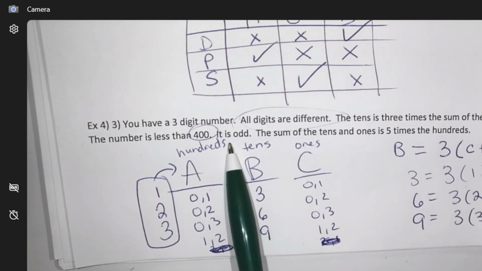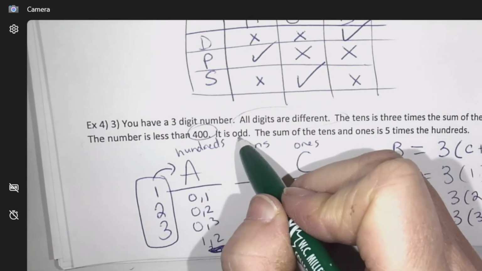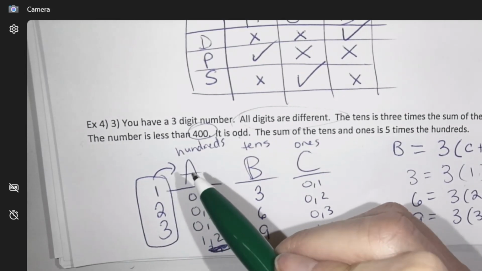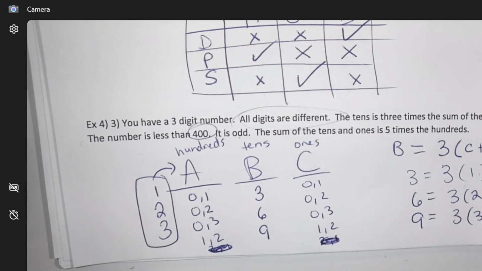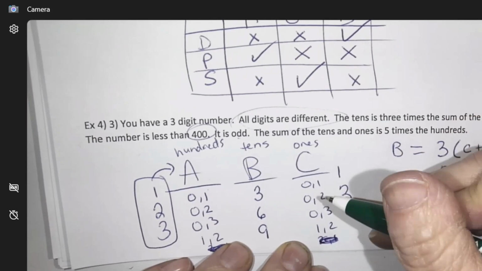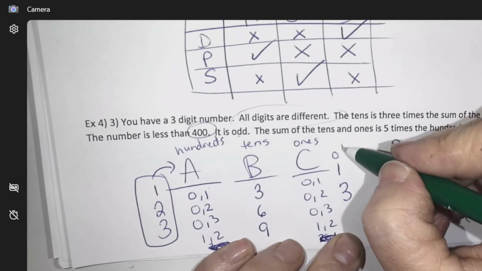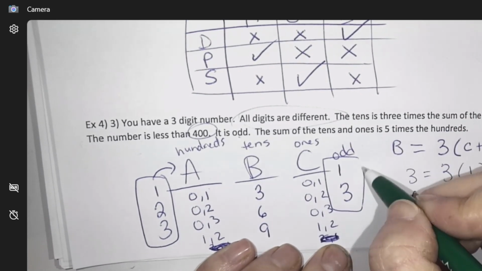And it has to be odd. What do you know about odd numbers? How do you know something is odd? It will end in a 1, 3, 5, 7, or 9. So it has to end odd.